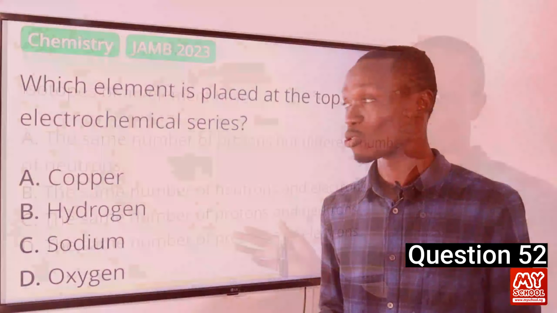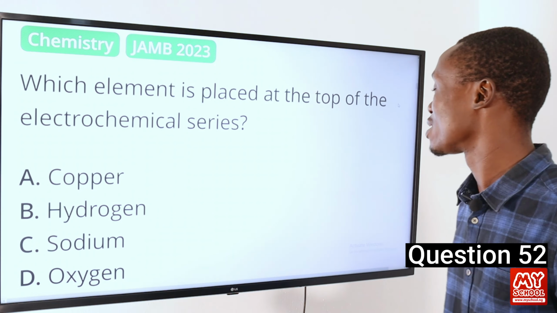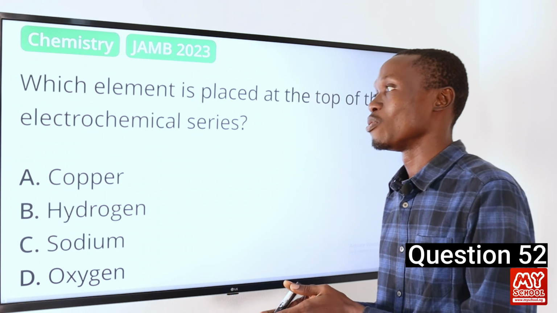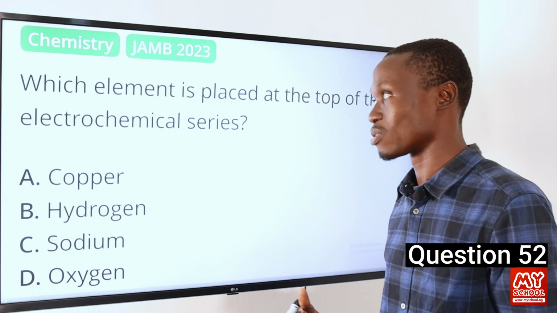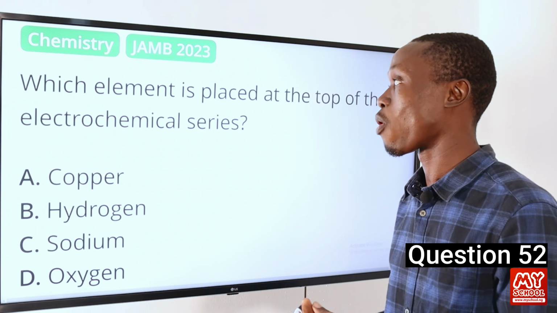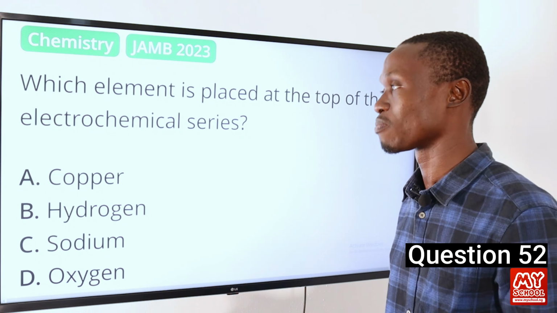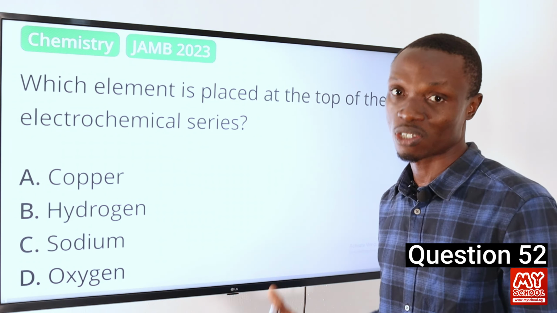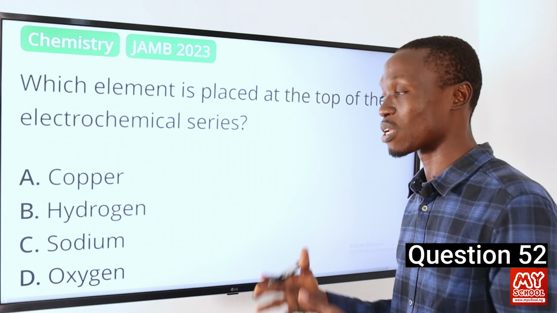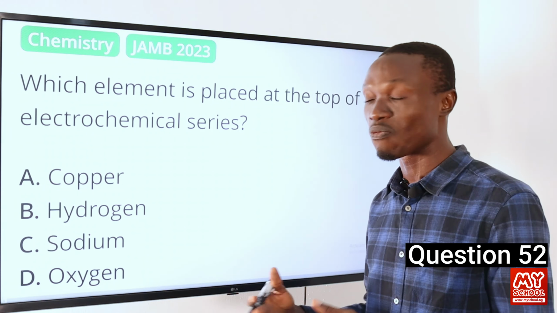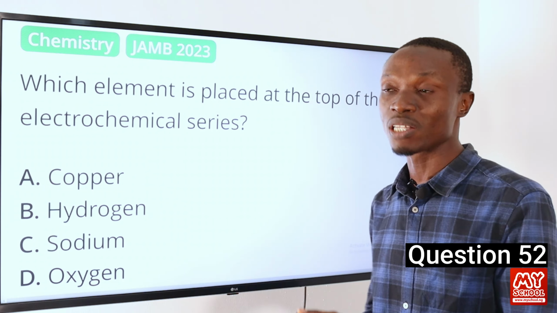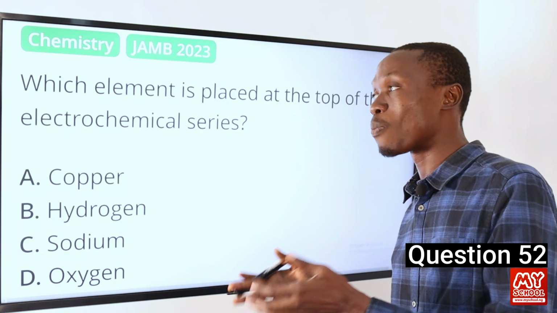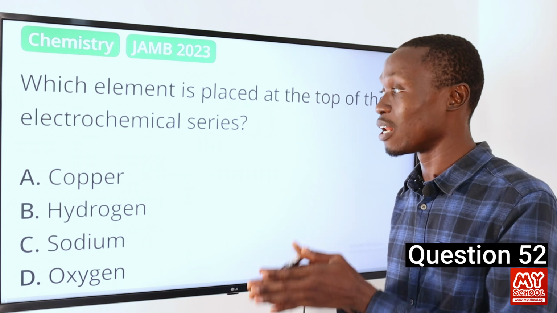Question 52. Which element is placed at the top of the electrochemical series? So the electrochemical series is just an arrangement of elements in order of reactivity. You should know that the electrochemical series is also referred to as the reactivity series, and by reactivity you are talking about positivity, the ability to give out electrons. Those elements that can give out electrons easily are placed at the top, followed by those that do not give out electrons easily.